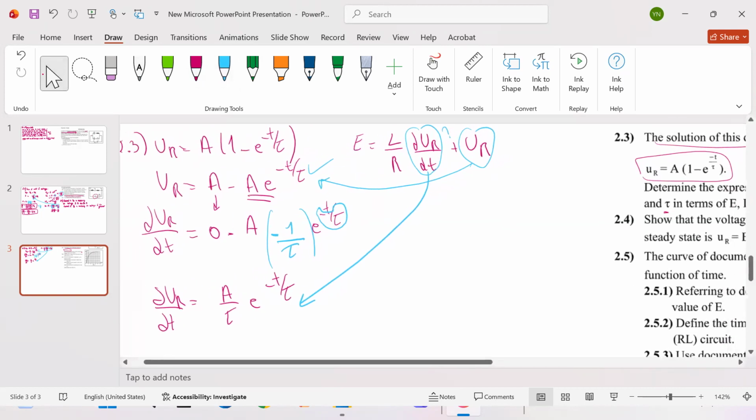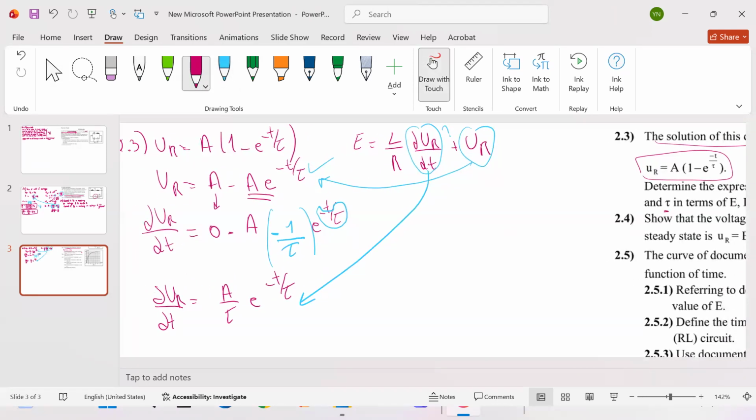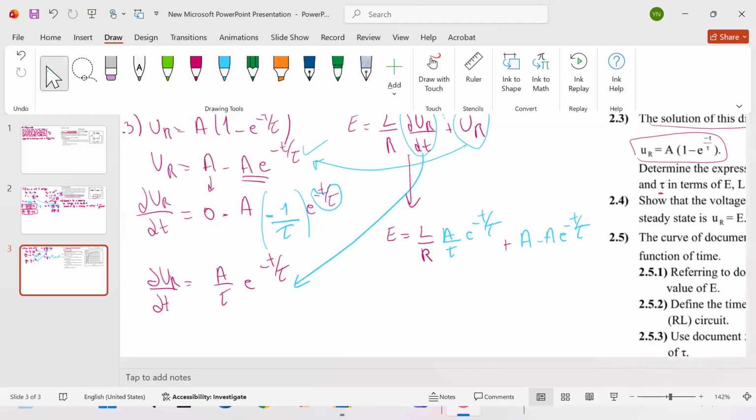Now I have to replace them in the differential equation. So it will be like this, the differential equation: E equals L over R, the derivative, which I will replace in blue, which is A over tau, e to the minus t over tau, plus my solution, which I also have to replace: A minus A e to the minus t over tau. Okay, then. So, first step, we write the solution. Second step, we find its derivative. Third step, we replace them in the differential equation.